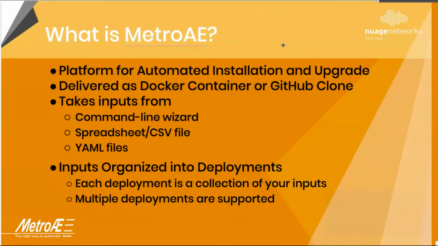The YAML files are in collections that we call deployments. Deployments are subdirectories with particular names. Each of the deployments can be a specific thing that you want to operate on with MetroAE. For example, you could have a deployment for Data Center West, and another one for Data Center East, and another one for VNS Orange, or whatever it is that you like. We're flexible enough to handle that. And you can have multiple of those deployments on disk at any given time.